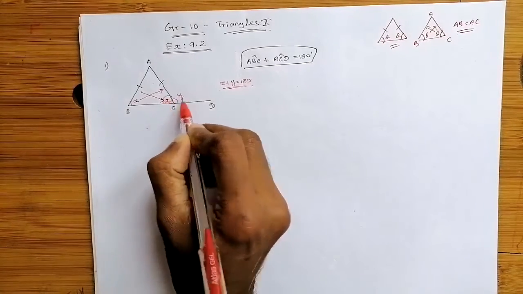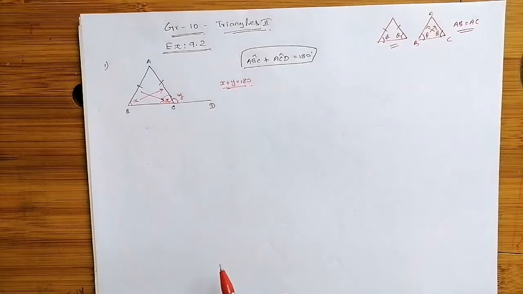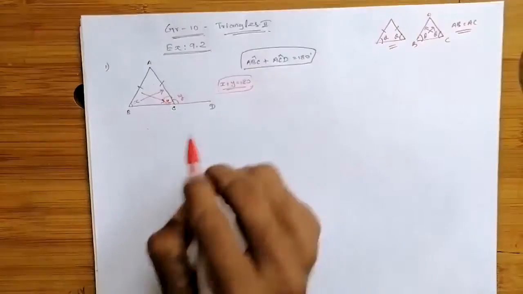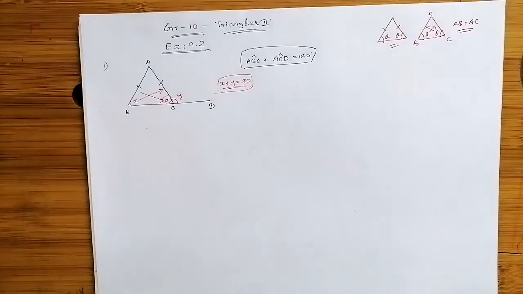So if you consider X and Y, both are adjacent angles. The sum of adjacent angles on a straight line is 180. So we can have the sum, we can prove it. So we go for the proof.